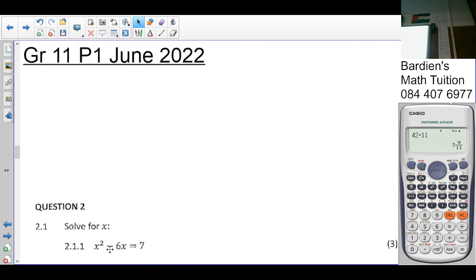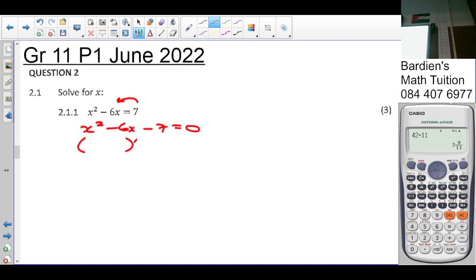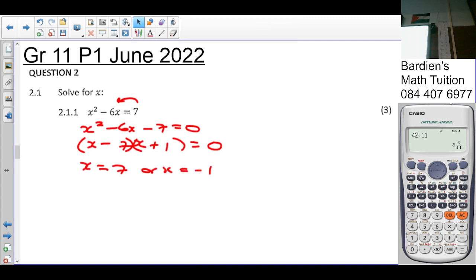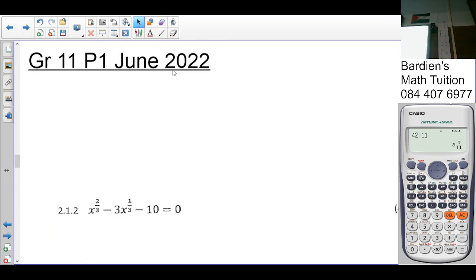Question 2. The question says solve for x, so I take the 7 over the equal sign. So x squared minus 6x minus 7 is equal to 0. Trinomial, x and x, 7 and 1, minus plus. So x equal to 7 or x equal to negative 1. You could have used your quadratic formula here as well, you would have gotten the full 3 marks anyway.